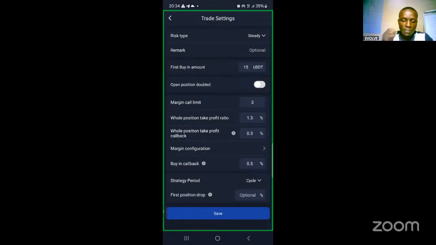Now, today, I want us to look at this part here of first buy-in amount and margin configuration once again. Yes, the margin configuration and first buy-in amount. All right. First buy-in amount, margin call limit, and margin configuration. Those three things. So this is the page. This is how the page looks like.